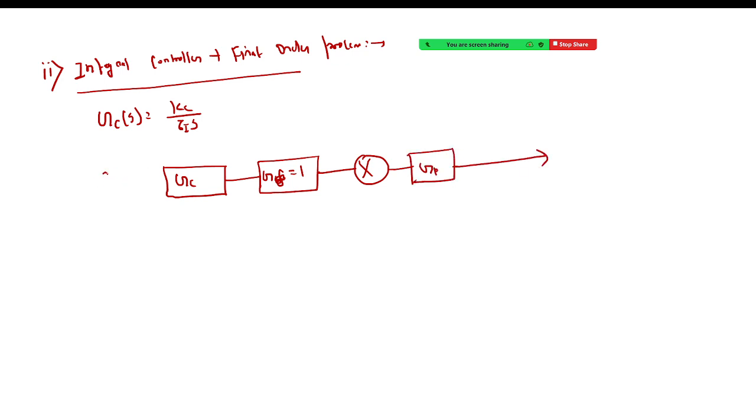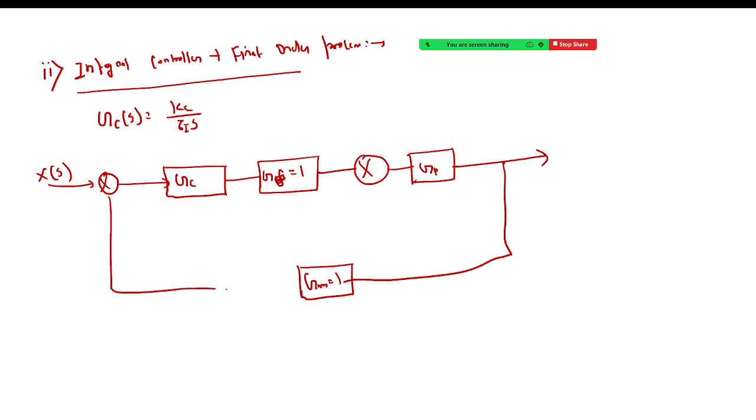You will be getting the output, and this is your comparator. From here you give an input X. This is a negative feedback system, so definitely the feedback loop will be there, with a measuring instrument having transfer function 1. I am assuming it can be anything. Here the error will be generated, and this is your output.